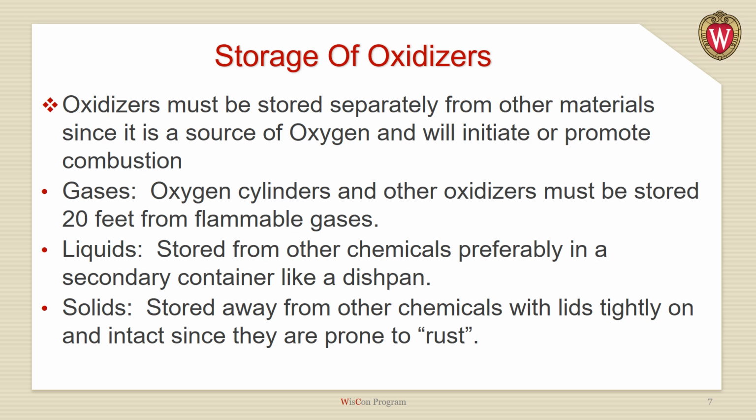Storage of oxidizers. Oxidizers must be stored separately from other materials since they are a source of oxygen and will initiate or promote combustion. Gases: oxygen cylinders and other oxidizers must be stored 20 feet from flammable gases. Liquids: stored away from other chemicals, preferably in a secondary container like a dishpan. Solids: stored away from other chemicals with lids tightly on and intact since they are prone to rust.